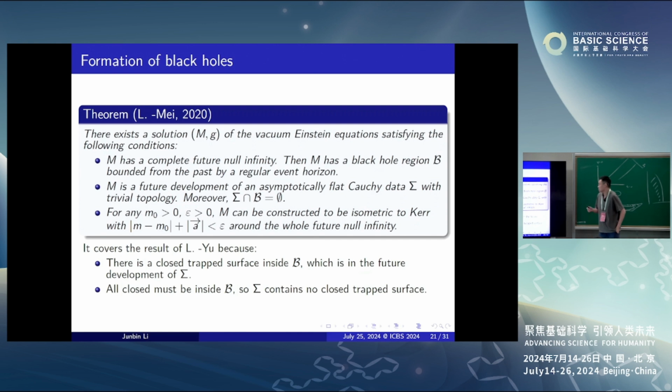So this result covers the previous result, because in the spacetime we constructed, any closed trapped surface is inside the black hole. Of course, in the future development of Sigma, because the intersection of Sigma and B is empty, and all closed trapped surfaces must lie inside the black hole, Sigma does not contain any closed trapped surfaces. So this is a result describing the collapse using the black hole, not only trapped surfaces.